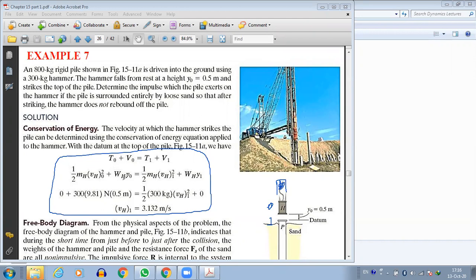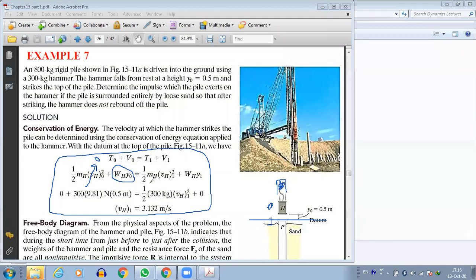Initially, the hammer is at rest, so VH will be 0 initially. And let's say we have decided to place the datum at the top of the pile. So we will have the potential here, WH times Y naught.